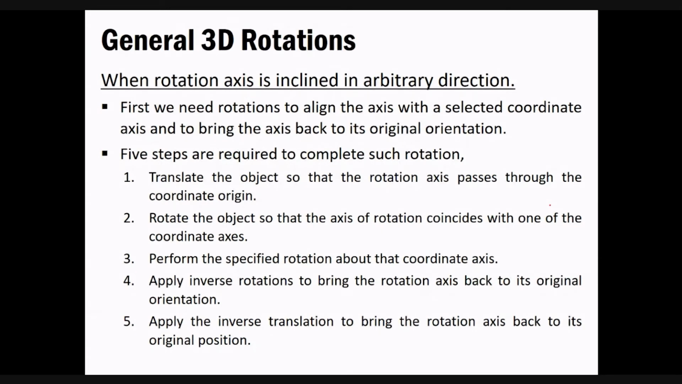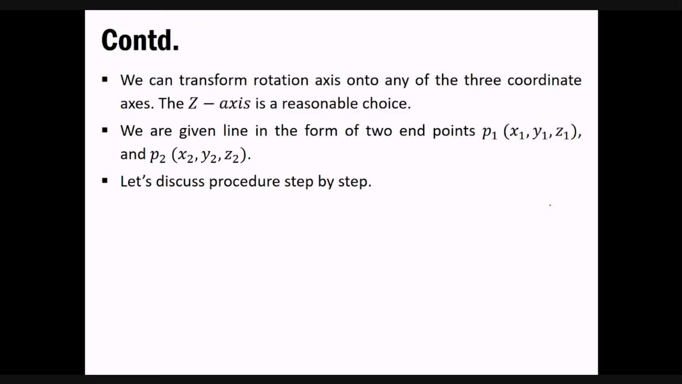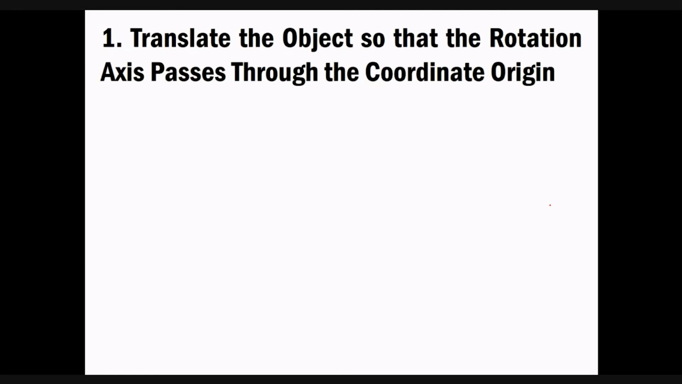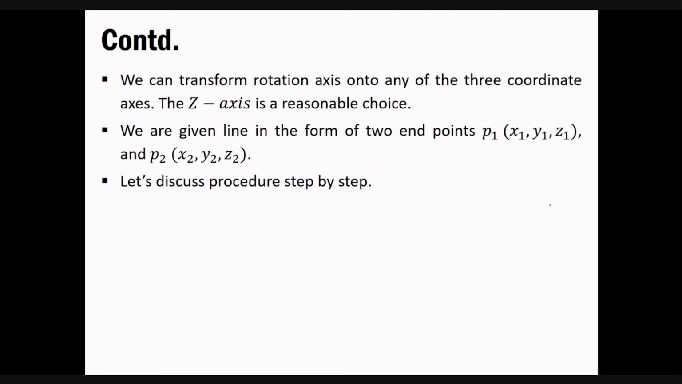So now to do all of this we need some information. It is fine if you are looking at this theoretically and just reading it, but what if you want to perform it in an actual scenario? To do so we have a series of steps that we will see. Before that, we can transform the rotation axis into any of the three coordinate axes. But what it says is the reasonable choice for the programmers is the z axis. Why? That we will see.